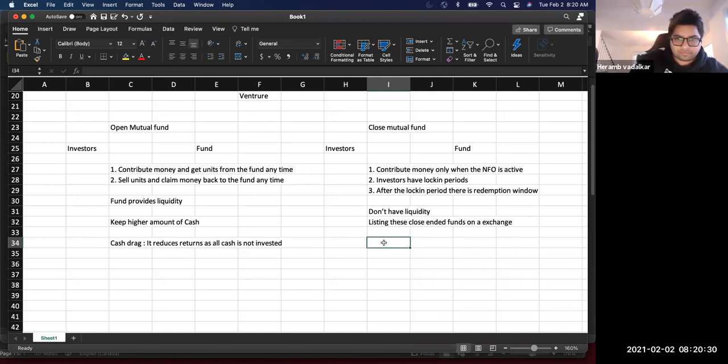One advantage of close-ended funds: they have less cash drag.